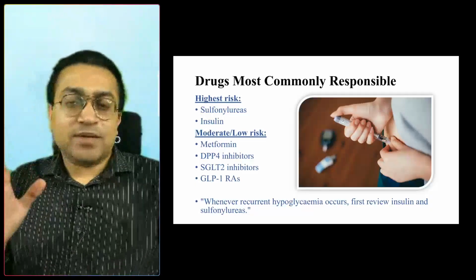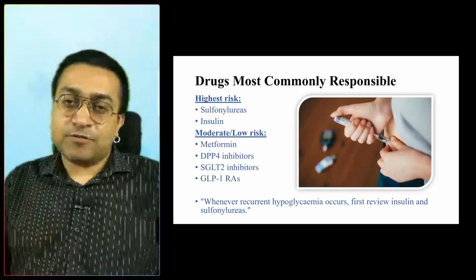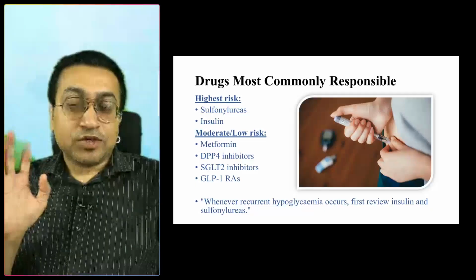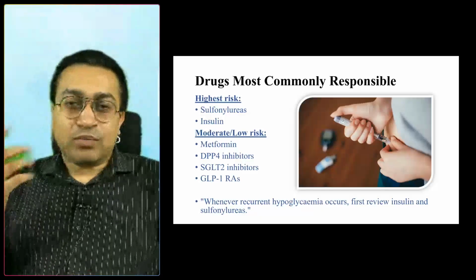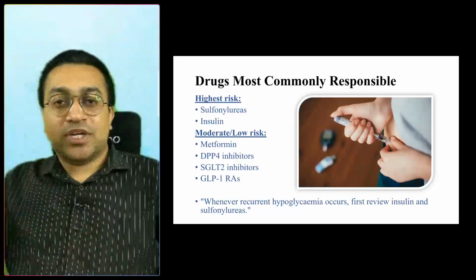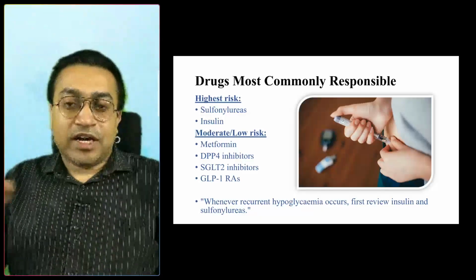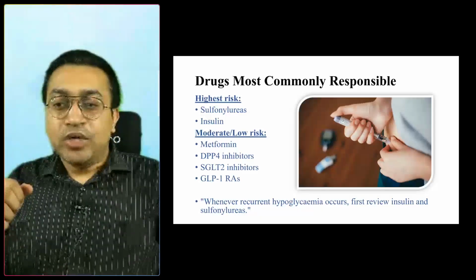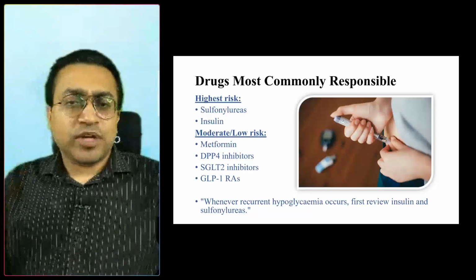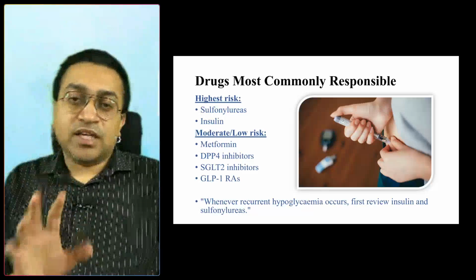Most of the time the patient will tell you, sir, this medicine has been prescribed only since 1 month. Then you will think, 1 month, then what were you taking before? Sir, I was taking this XYZ medicine and then maybe sulfonylureas. Then he will tell you, sir, that also I'm taking, I have not stopped that medicine. So that thing you have to catch.